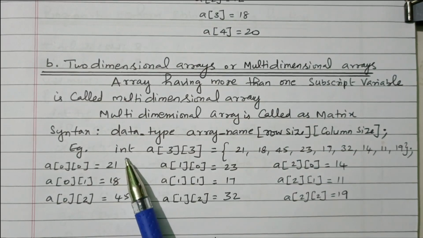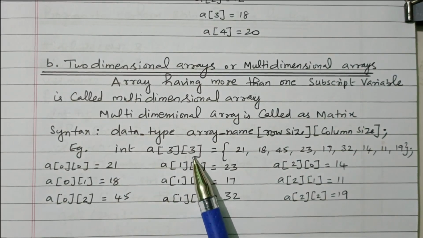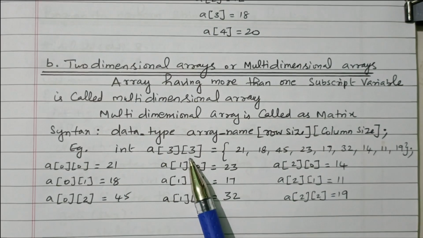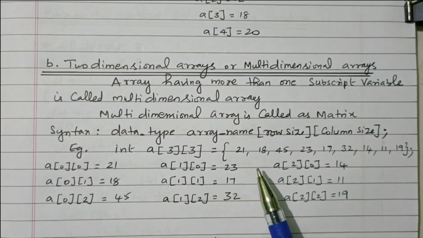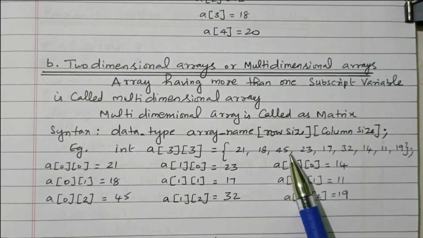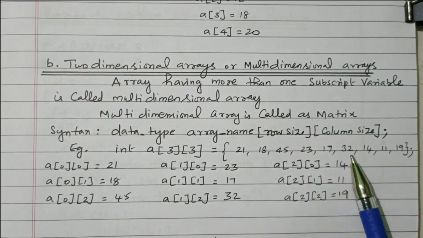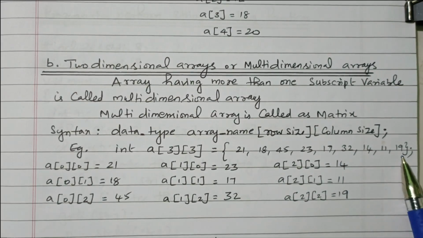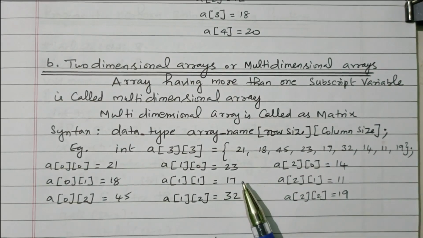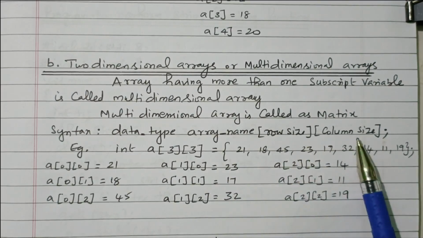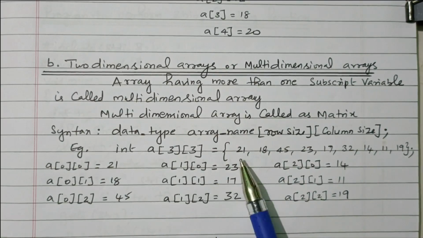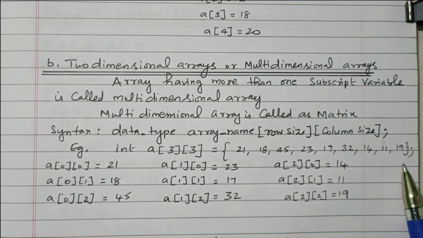The example is integer a[3][3]. Row size is 3, column size is 3. So 3 into 3 means 9 elements are available: 21, 18, 45, 23, 17, 32, 14, 11 and 19. So in a multi-dimensional array, where two subscripts are available, it is a matrix. We need to specify row size and column size. In this example, there are 9 elements.